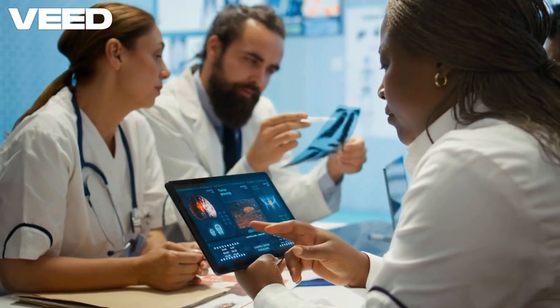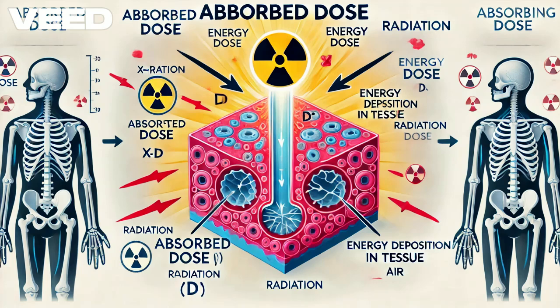When we talk about absorbed dose, we're really talking about energy being transferred from radiation to the tissue. The goal in treatment is to ensure that the energy is concentrated on the tumor while sparing surrounding healthy cells as much as possible. This is why precise measurement and calibration of the absorbed dose is critical in planning and delivering treatment.